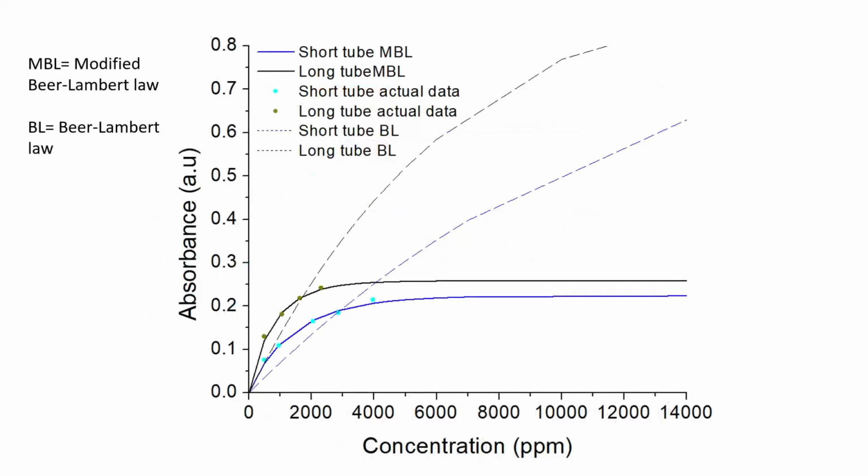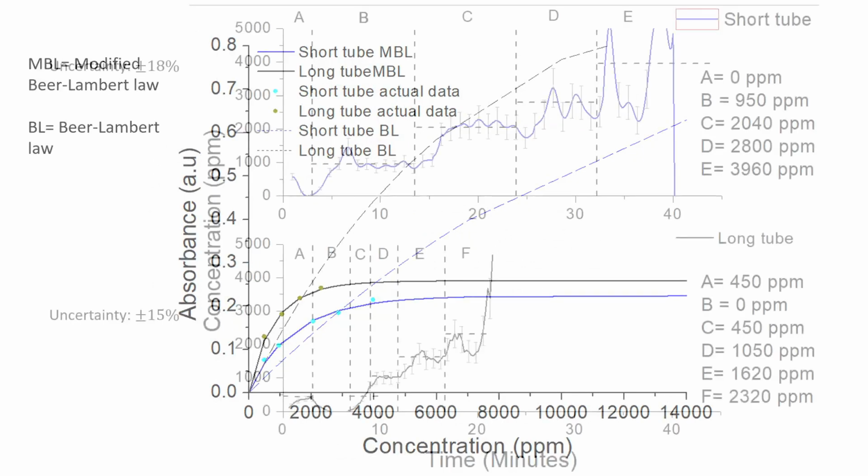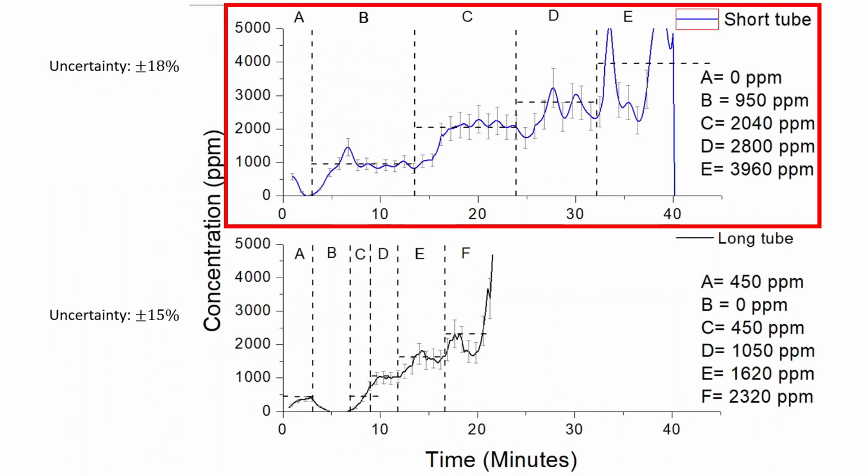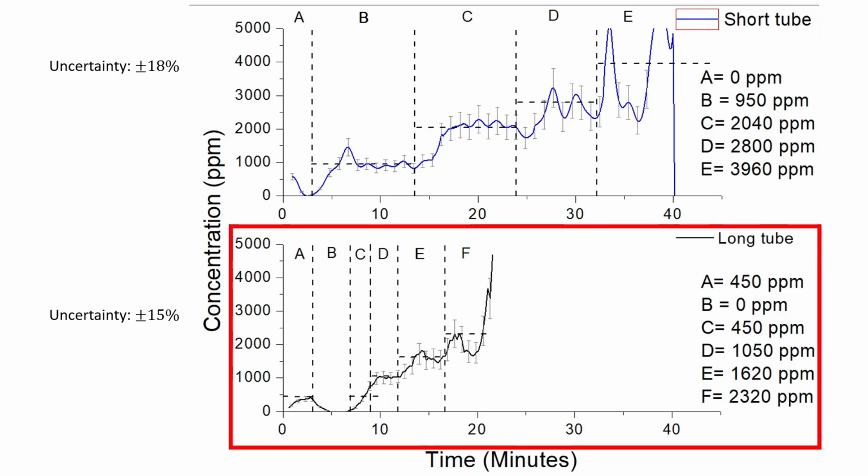Additionally, it was found that the modified Beer-Lambert's law better represents the empirical data compared to the unmodified one. The developed NDIR gas sensor is accurate for CO2 concentrations from 0 to 2,800 parts per million, or ppm, with an uncertainty of 18% for the short tube setup. Meanwhile, the long tube setup is accurate from 0 to 1620 ppm with an uncertainty of 15%.